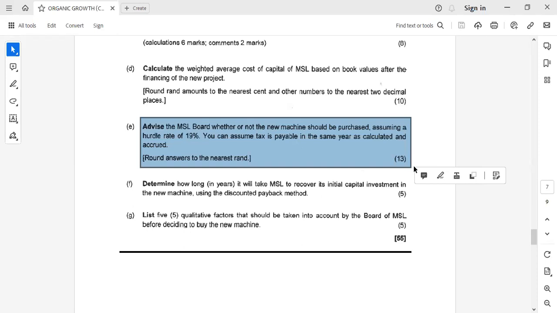Any questions there? Or maybe, if they tell you that the project is being funded entirely by a loan from FNB, you ignore your WACC and use the cost of that loan from FNB. Or if there are multiple sources, you just have to find the WACC of those sources that are being specifically used for that project. All right. So our discount rate is 19%.